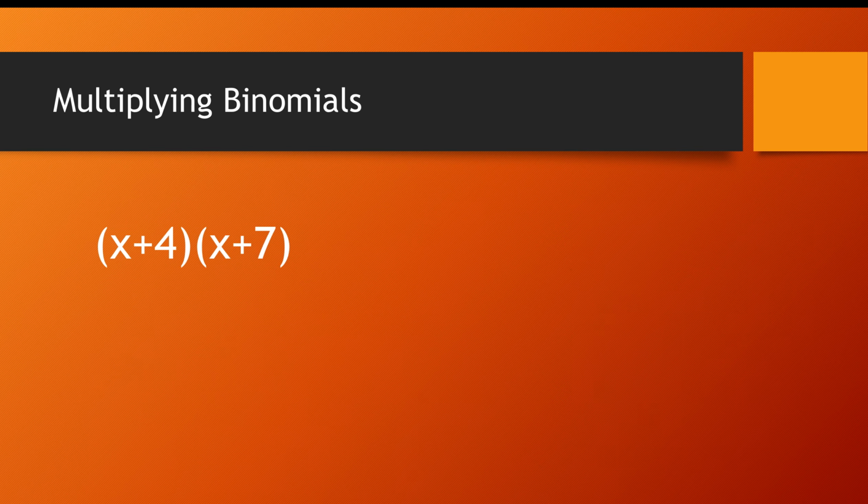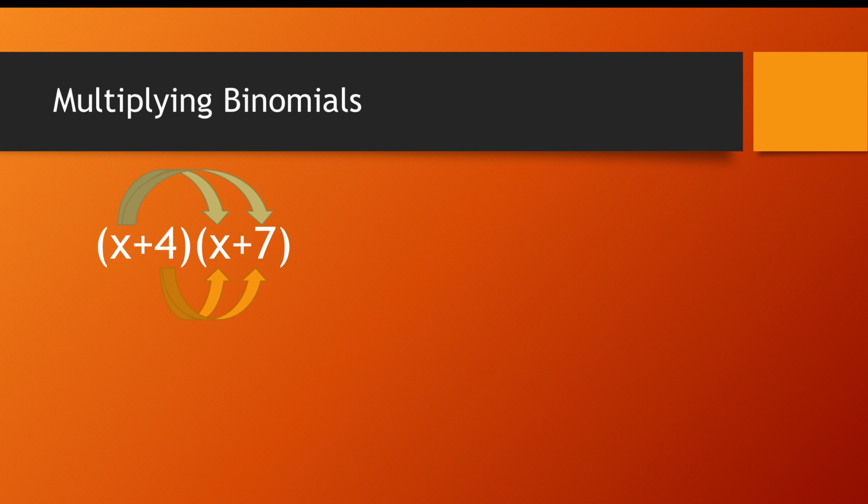But first, we're going to review multiplying binomials. So here we have two binomials, x plus 4. Binomial means two terms. X is one term, 4 is another. And then in the second binomial, x plus 7, x is one term and 7 is another. So as a reminder, when you multiply binomials, we're going to draw out these double rainbows.